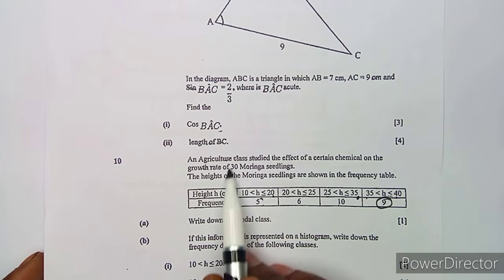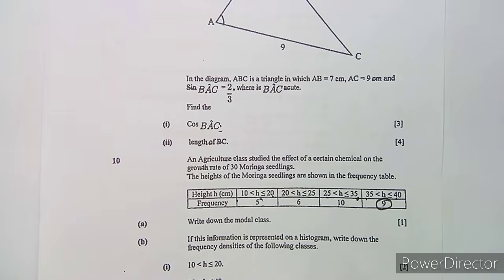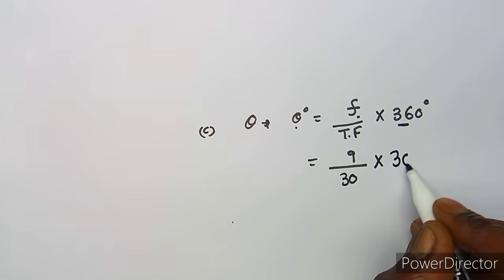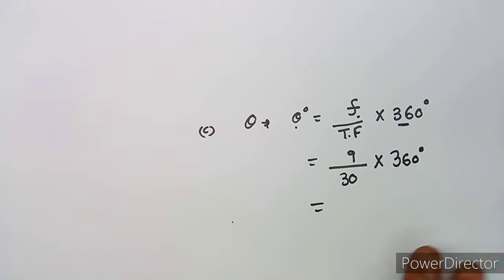So the total frequency is 30. So it is 9 over 30 times 360 degrees. Just like that, you are going to obtain an answer measured in degrees. This is paper 2, guys. Use your calculator. You're going to obtain 108 degrees in this case.